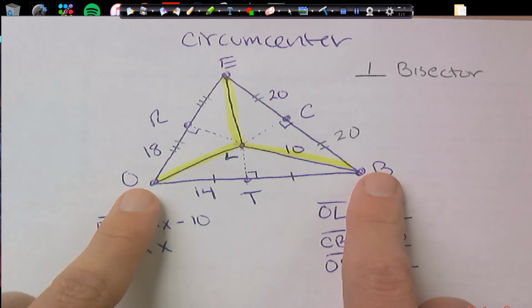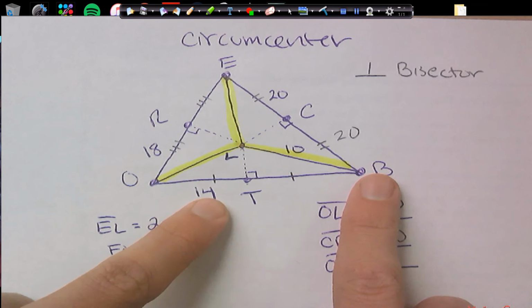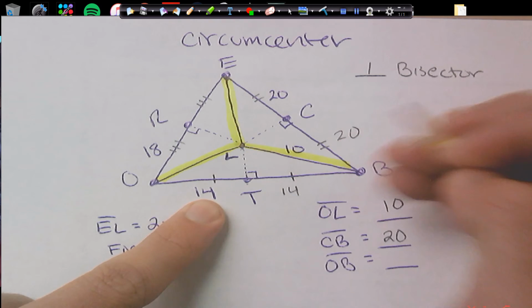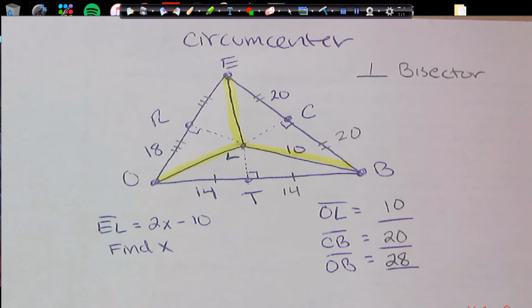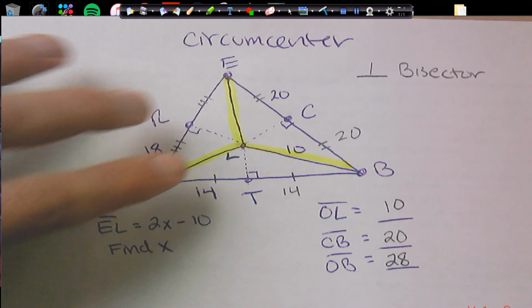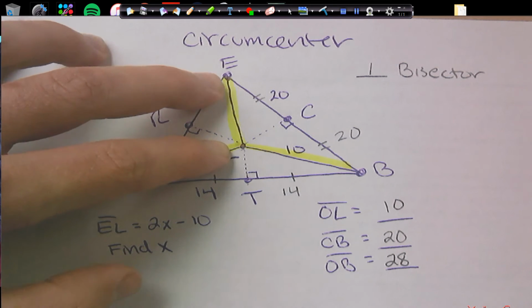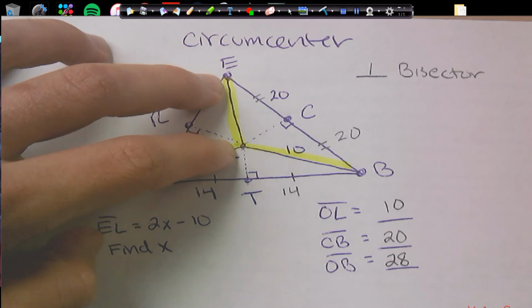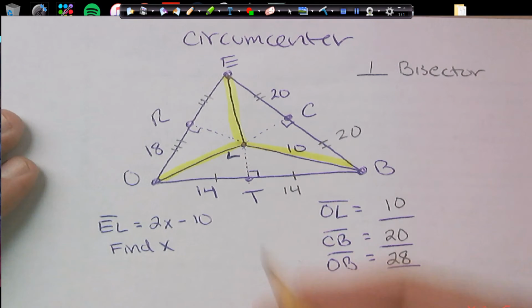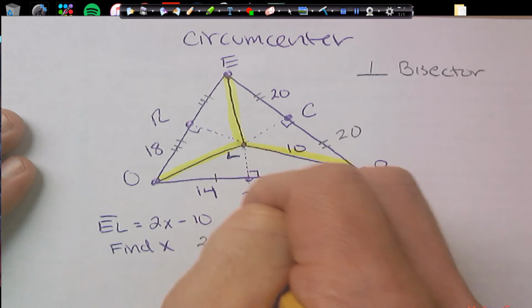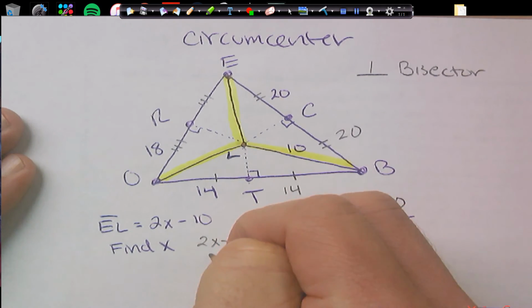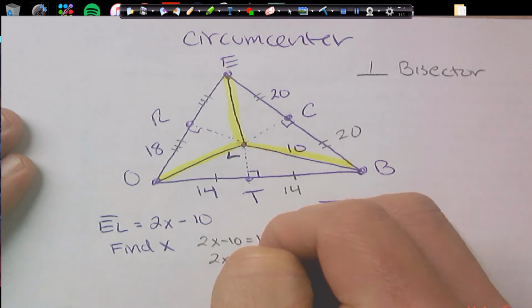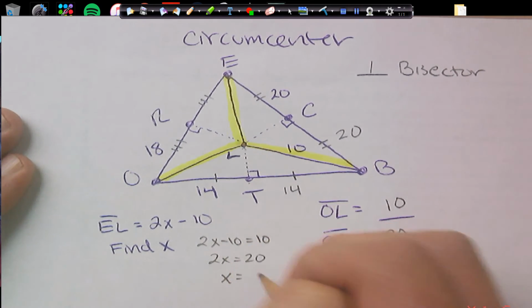OB. OB is the entire segment. If we know half of it is 14, the other half is 14, add them together and we get 28. Last but not least, it says find EL. Find X if EL equals 2X minus 10. Well, EL is a vertex to the circumcenter, so it's going to be congruent to LB. So all we have to do is 2X minus 10 equals 10. Add the 10 over. We get 2X equals 20. And X equals 10.